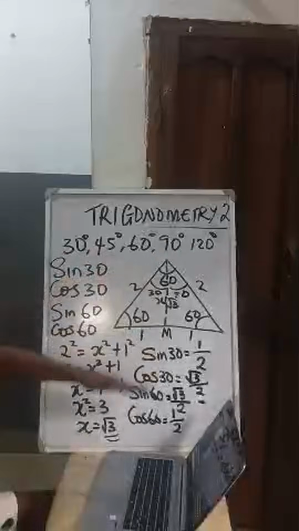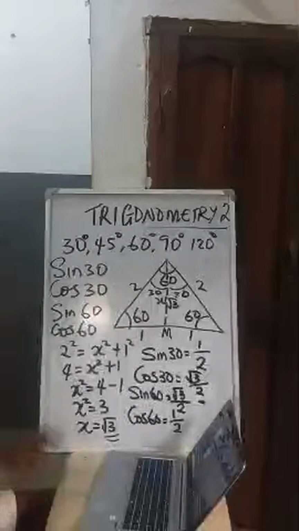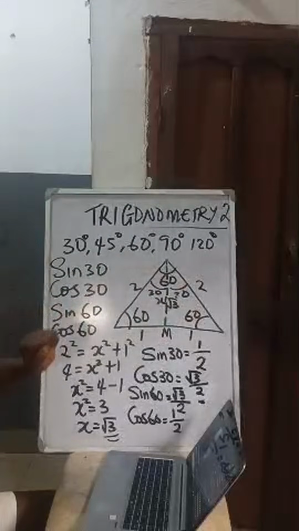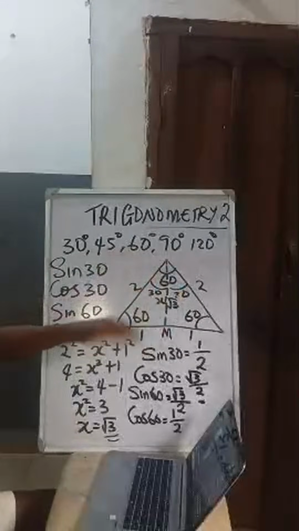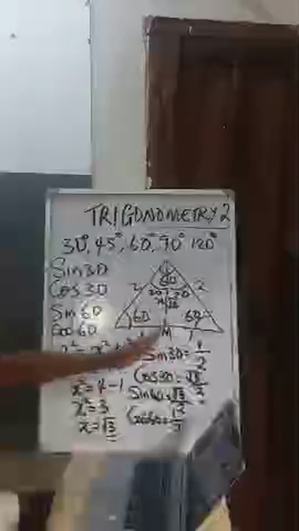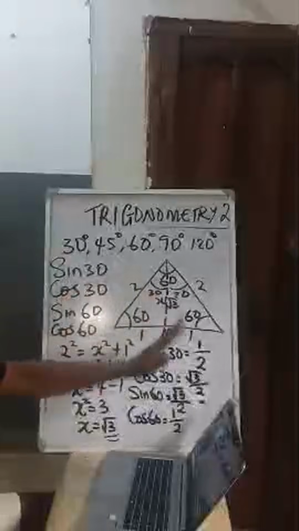So go through it, you will understand. This is an equilateral triangle, equal sides and equal angle. So you divide it into 2. This left-hand side is equal to right-hand side.